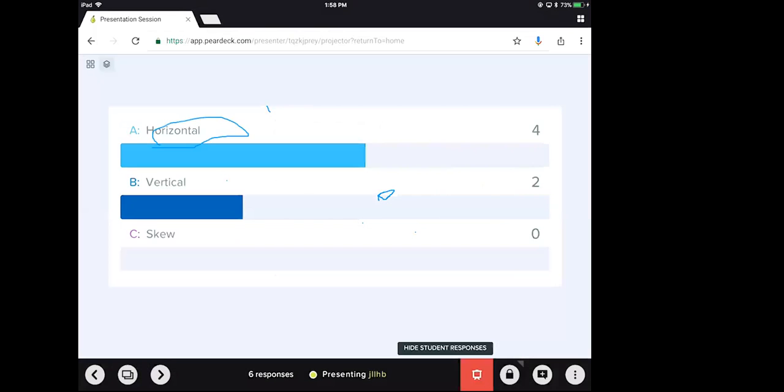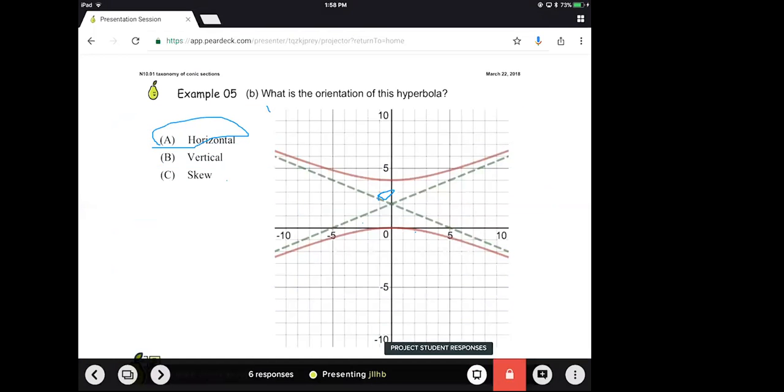All right, so I'm happy to see that no one picks skew, because it's where we haven't talked about, and you don't need to talk about it. On the other hand, we have a class exactly evenly split between vertical or horizontal. Remember, the orientation is the orientation of the transverse axis, or literally the line connecting one wing to the other wing. If that's a vertical line, then the hyperbola is vertical, and if it's a horizontal line, then the hyperbola is horizontal. So in this case, going along the y-axis gives us the transverse axis, so it's a vertical hyperbola. So the answer would have been B.